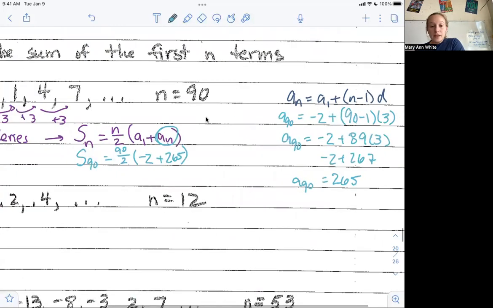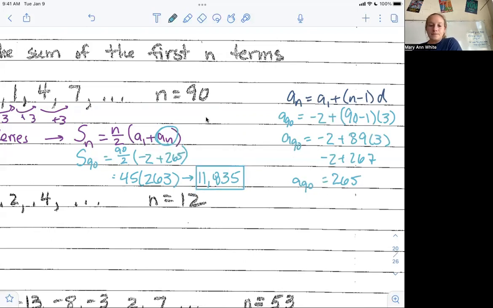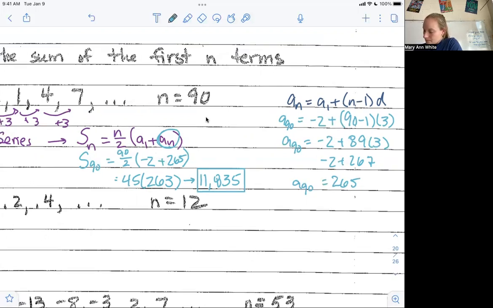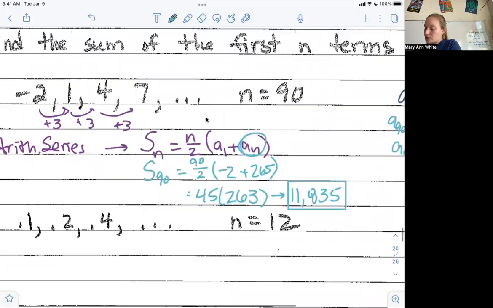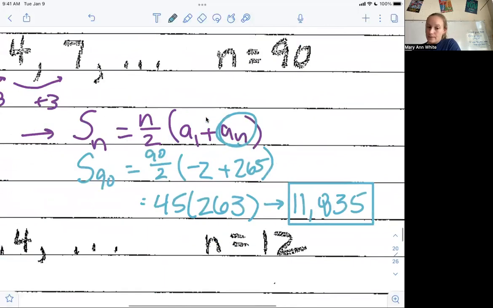Okay. Once you've done that, now we just plug and chug. 90 divided by 2 is 45. -2 plus 265 is 263. 263 times 45 is going to be 11,835. The only problem we had to do before we could just plug and chug was plug and chug into an old equation and use that in our new one.